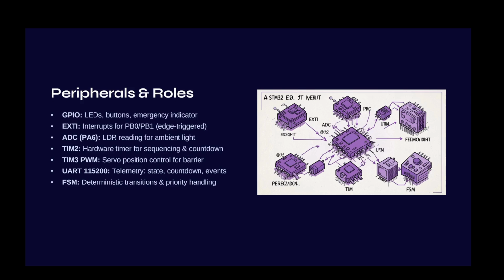UART. UART is used for serial communication. Using UART, our STM32 continuously sends system information such as countdown values, traffic states, sensor readings, and emergency events to the computer. These values are displayed on both the serial monitor and our web dashboard.